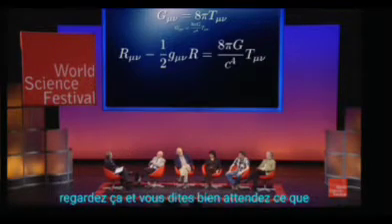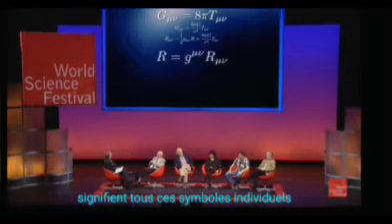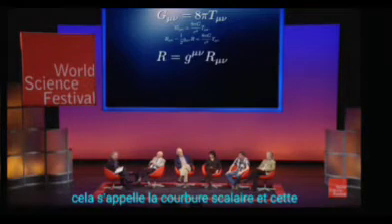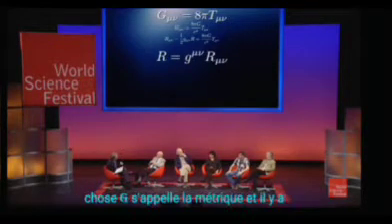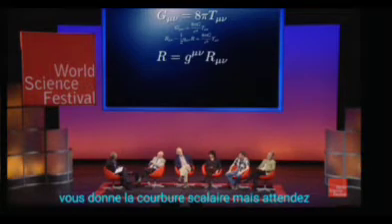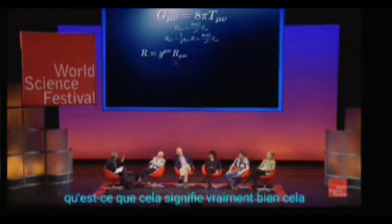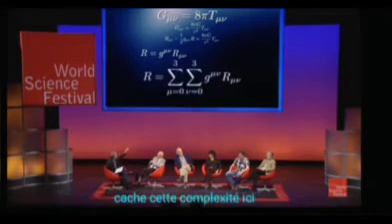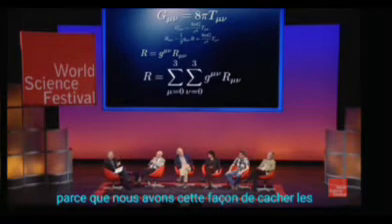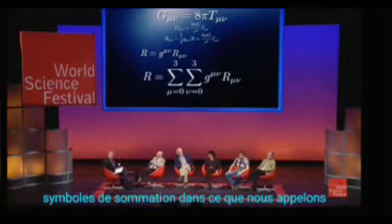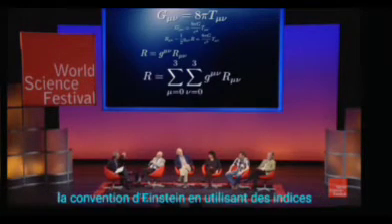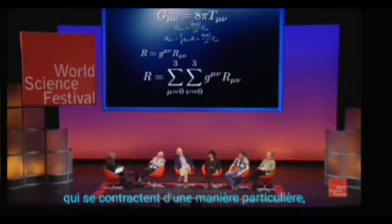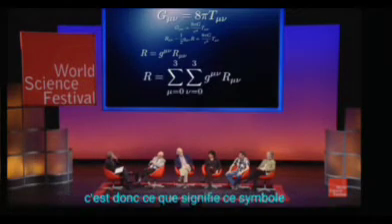But then you look at that and you say, well, wait, what do all those individual symbols mean? This is called the scalar curvature, and that thing g is called the metric, and there's this little combination of them that gives you the scalar curvature. But wait, what does that really mean? Well, that's hiding this complexity right here, because we have this way of hiding the summation symbols within what we call the Einstein convention, using indices that contract in a particular way. So that's what that symbol means.